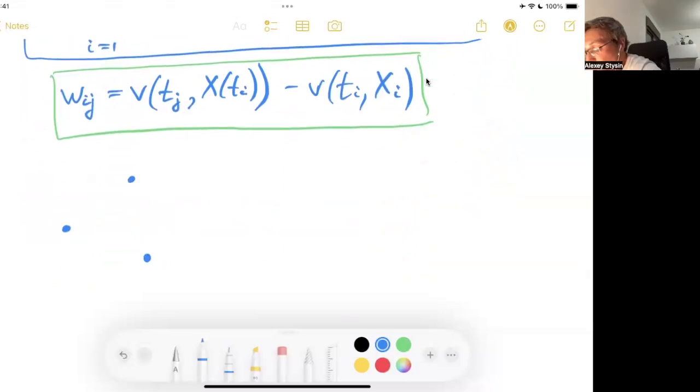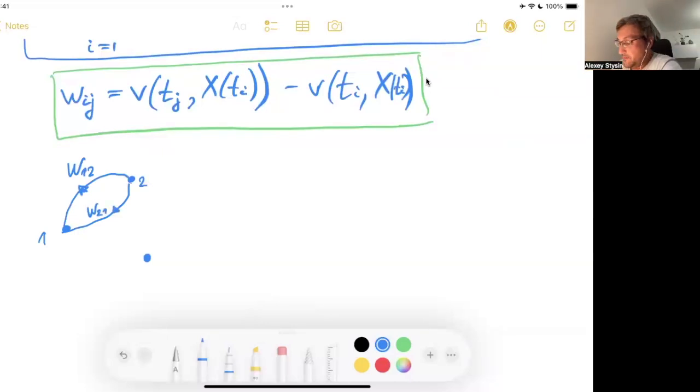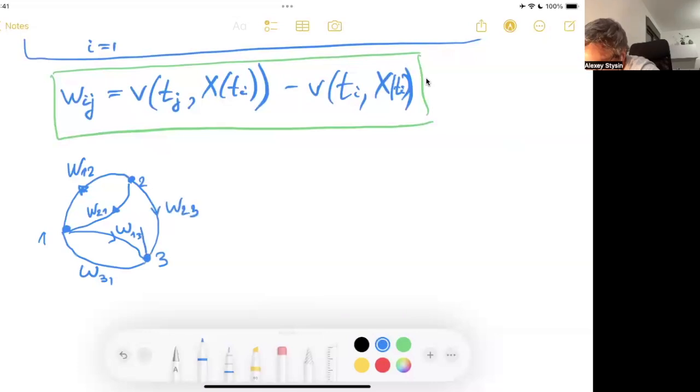For every pair of nodes in this graph, we have the weight of traveling from i to j according to this definition. The weight going from 1 to 2 is going to be V12. And then there is another weight going from 2 to 1, and this is going to be V21. Note that they're not the same. All other pairs also have a way to travel from one to another, with W going from 1 to 3 and W going from 3 to 1, and accordingly going from 2 to 3 and going back.